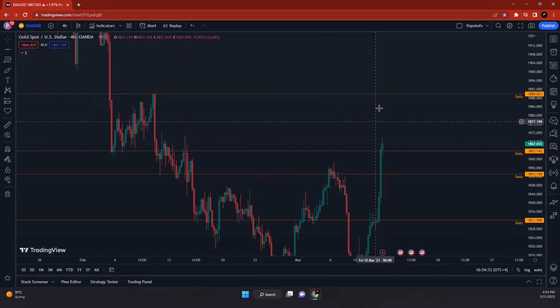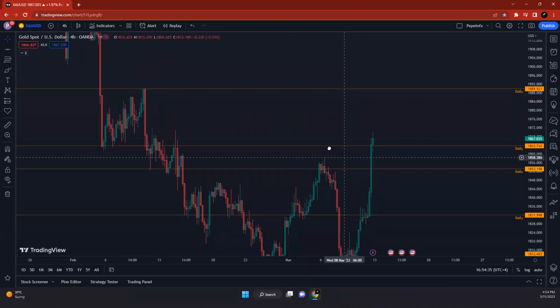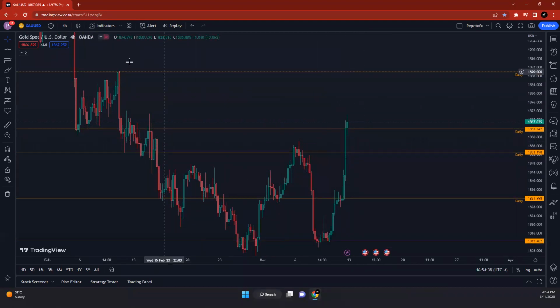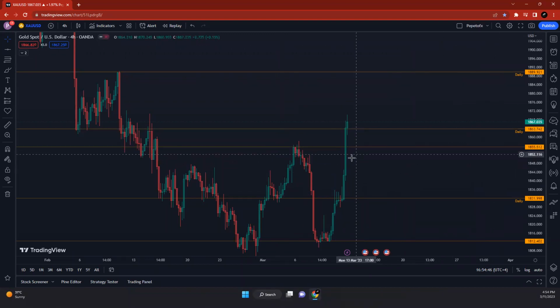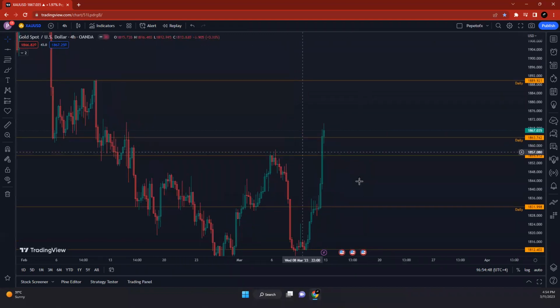After closing above, easily we can... now what happened here? What can we do on Monday? Monday we have this level. Okay. Now daily I don't need it because it's near to my 4 hour. I don't want a lot of lines here. Now the latest reaction we can find here.